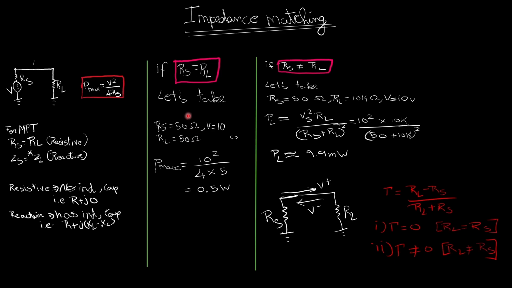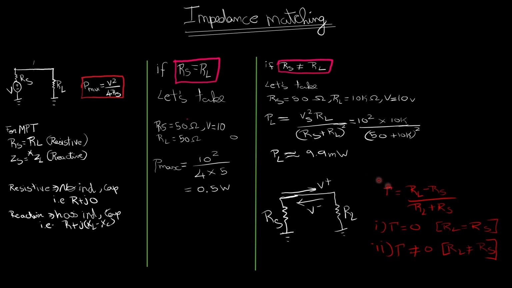Here, let's take an example. If the source and load resistance are equal, then the maximum power transferred is around 0.5 watts. If the source and load are mismatched, then the power across the load is only 9.9 milliwatts, which is very much lesser than the maximum power. So we go for the impedance matching technique, where the maximum power that is delivered should be absorbed by the load effectively. And there is another important issue, which is reflections.